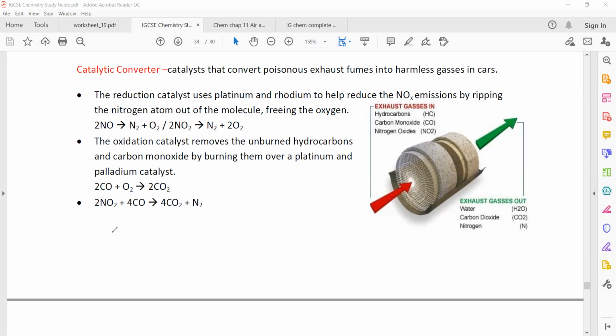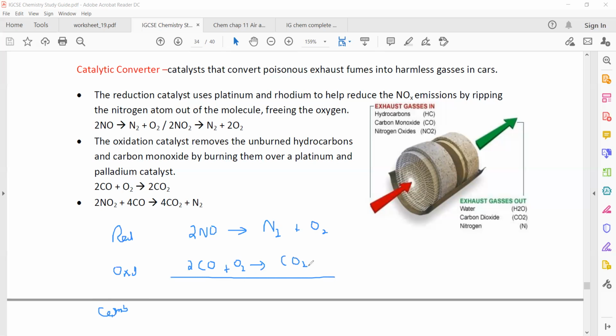But when we write the overall equation, I take the first equation for the reduction catalyst and the second equation for the oxidation catalyst. For the reduction catalyst, the equation is two nitrogen monoxide molecules decompose into nitrogen and oxygen. And for the oxidation catalyst, carbon monoxide reacts with oxygen and turns into carbon dioxide.